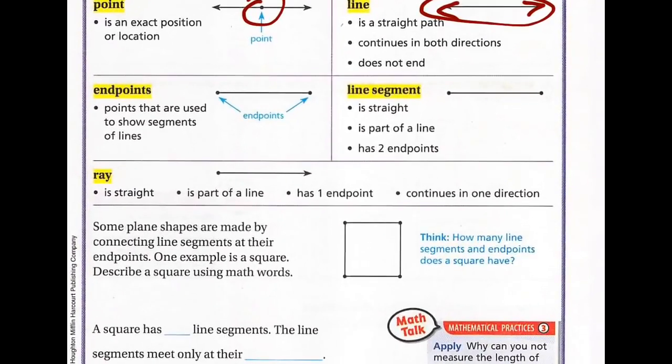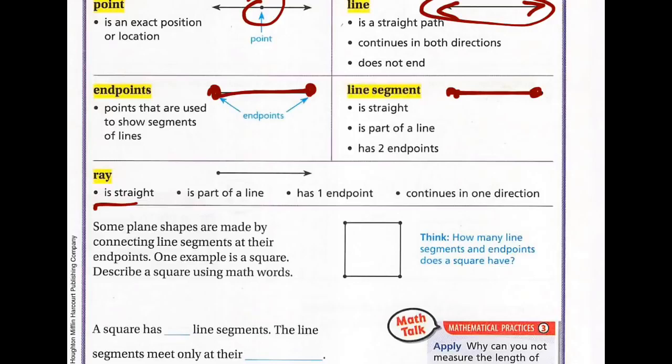Okay, endpoints. Endpoints are points that are used to show segments of lines. So these are the endpoints because they're on the end of the line segment in the middle. And a line segment is the part of the line that connects the two endpoints. It's straight, it's part of a line, and it has two endpoints.